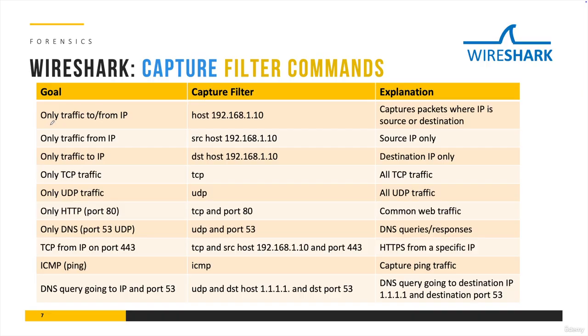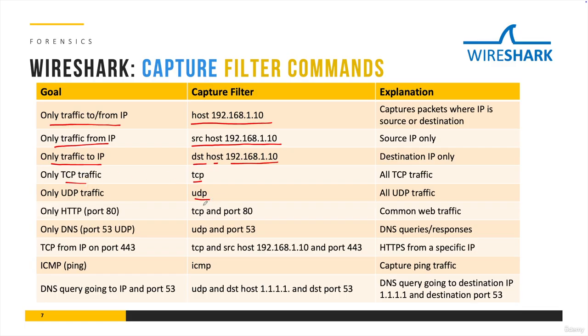So for example, if you want to only capture traffic going to or from a specific IP, you specify host IP address. Okay. So all of the traffic going to this IP or coming from this IP will be captured. Now only traffic from an IP. So basically you want any traffic which is originating from this IP address. Okay. Source host 192.168.1.10. Only going to a particular IP address, destination host IP address. Only TCP traffic, tcp. Only UDP traffic, udp.